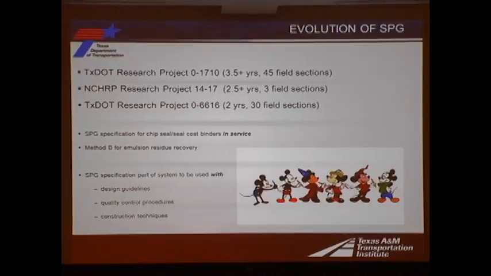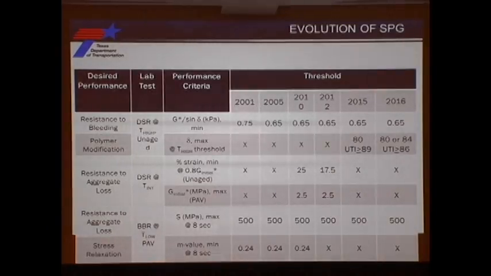And the idea is that this would be, you know, a replacement, again, for our current binder specs, which are not specs for seal coat binders. They're just specs for binder. But we want to have a spec that's actually targeted at seal coats so that we can get precisely what we want. And this slide shows that basically from 2001 to 2016, we've made a lot of changes to the spec.